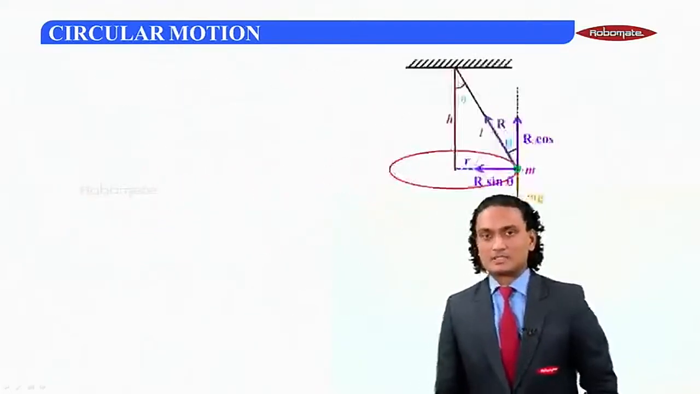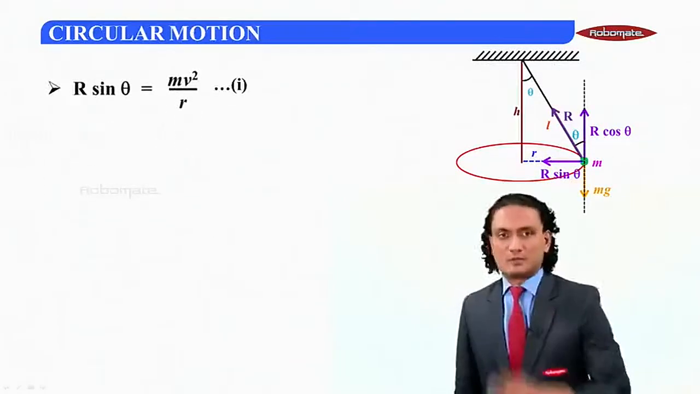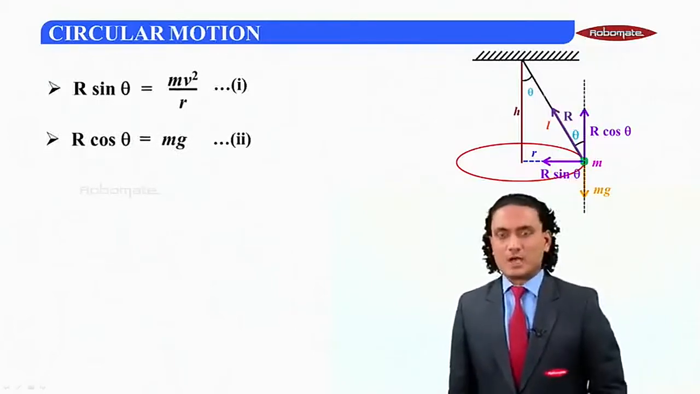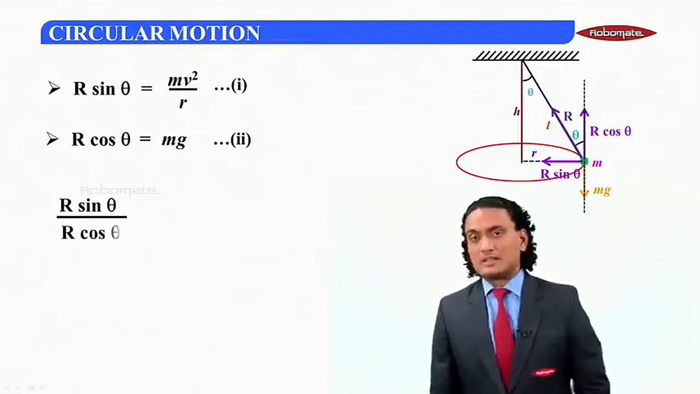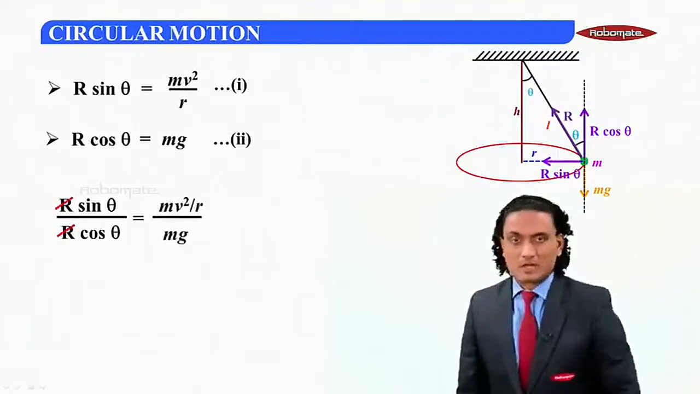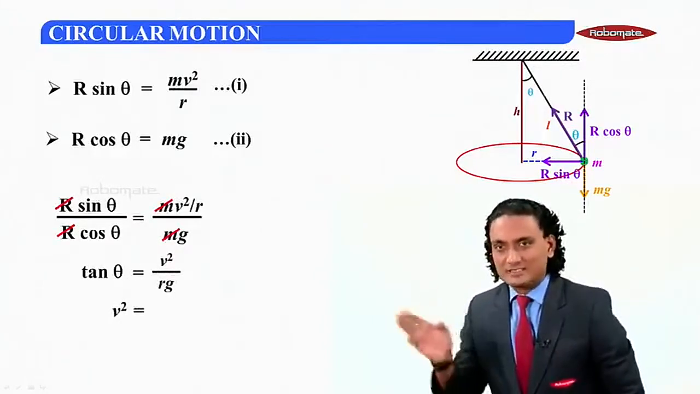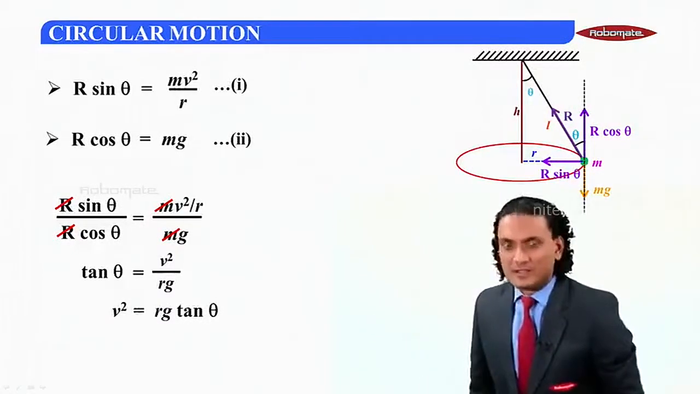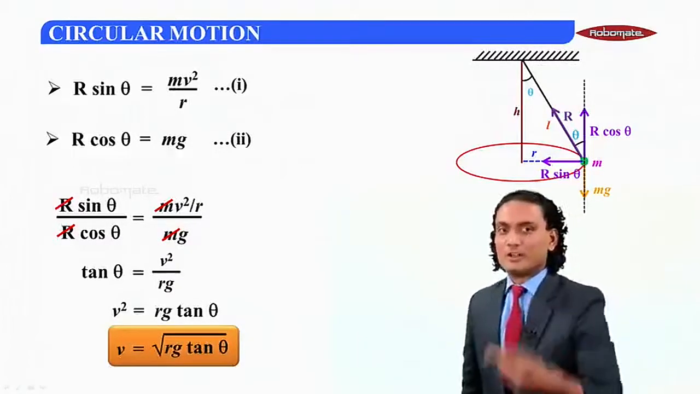Let me carry this diagram forward and bring the equations. R sin theta is m v square by r. This is the first equation. R cos theta is equal to mg. This is my second equation. Now I'm going to divide both the equations. If I divide, what will I get? I'll get R sin theta upon R cos theta is m v square by r upon mg. You can cancel out r. You can cancel out m. Sin theta upon cos theta is tan theta. Tan theta is v square by rg. V square is rg tan theta. What is v? V is root of rg tan theta. So we have derived an expression for linear velocity.